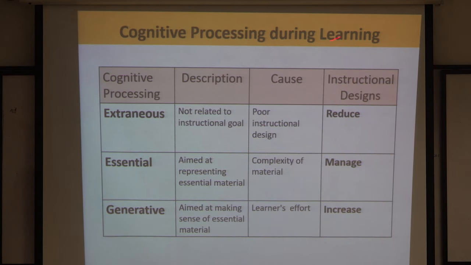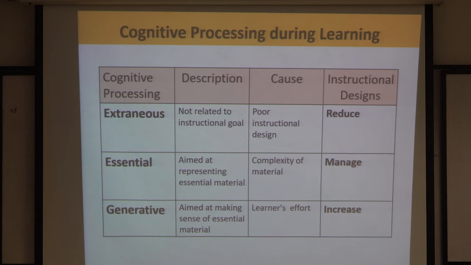Now, for cognitive processing during learning in our student, there are three types called extraneous, essential, and generative cognitive processing in the brain. If it is extraneous, the word extra implies too much, the extra, okay? It's not benefiting the student. The extra music, the extra jumping Mickey Mouse, it's annoying.